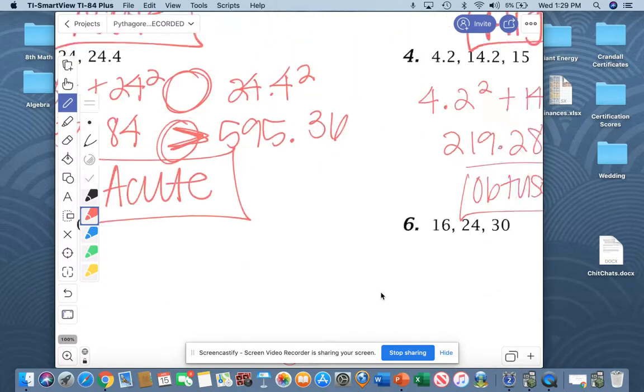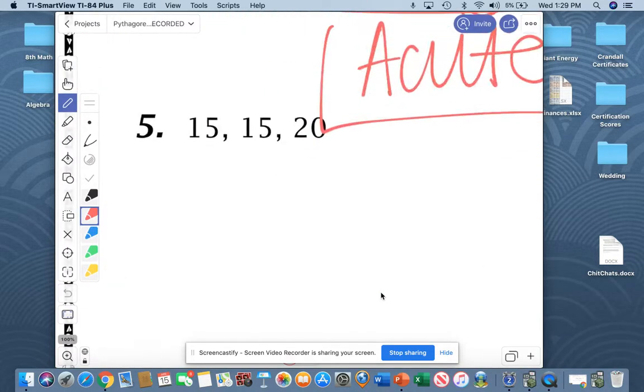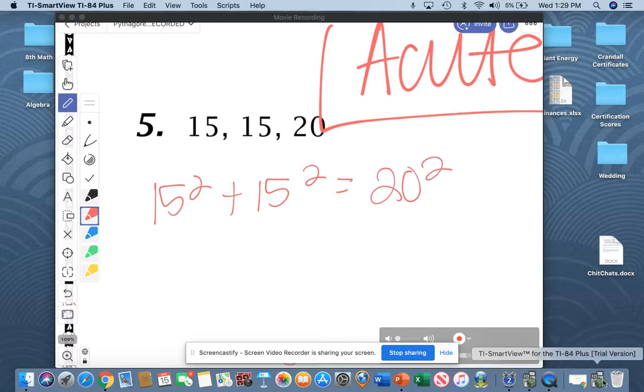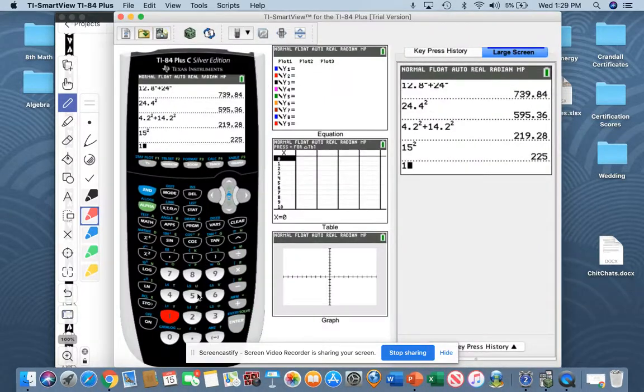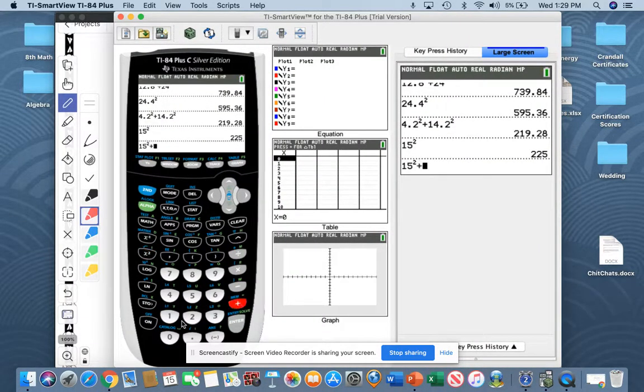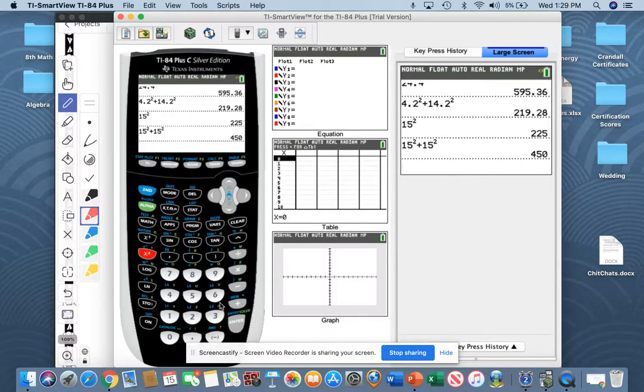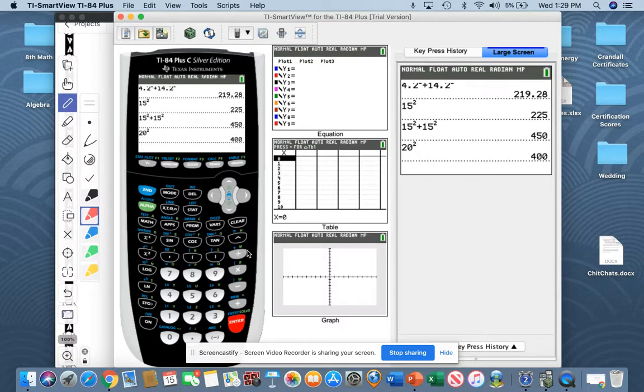Next, I've got 15 squared plus 15 squared equals 20 squared. I go to my calculator. 15 squared plus 15 squared equals 450. Now we gotta figure out what 20 squared is: 400.